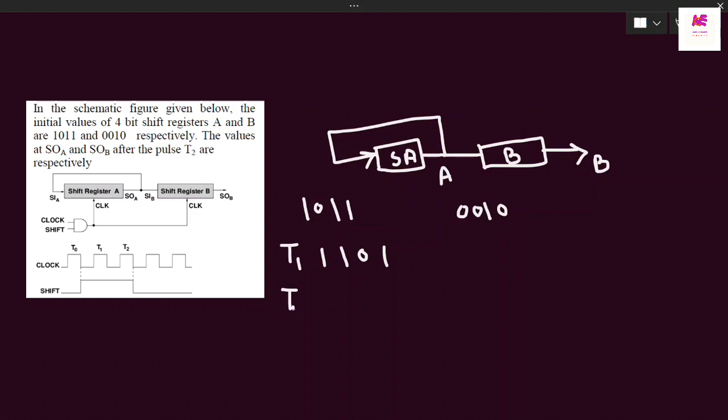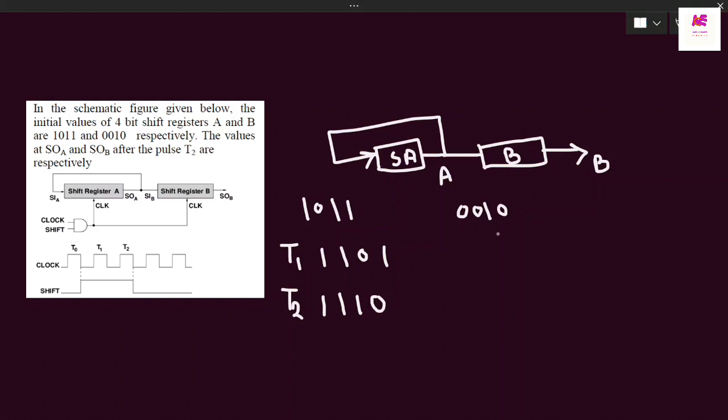After the T2 pulse, the last bit again goes towards the input side, and every bit is shifted towards the right by 1 bit position. So this will be 1, 1, 1, 0. This one will be going towards the input side, so this will be 1, and then every bit will be shifted towards the right by 1 bit position. So what I'm getting after the T2 pulse is 1, 1, 1, 0. This is all about shift register A.